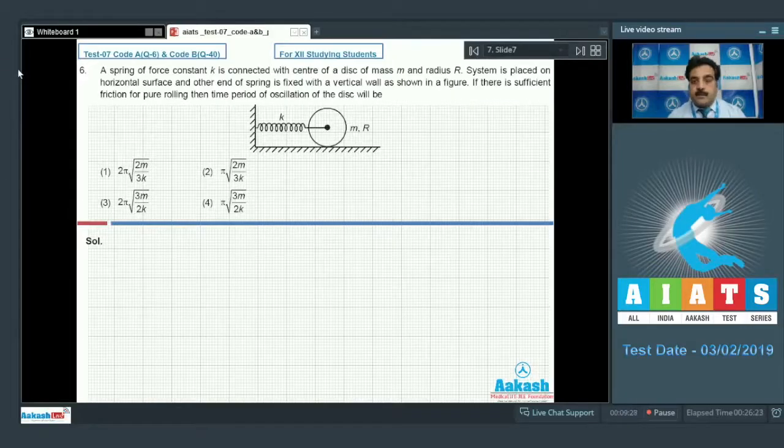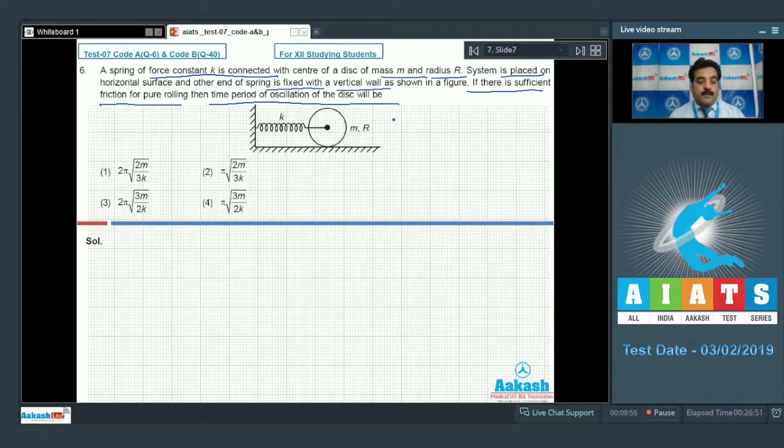Question number 6 is a very good question from the NEET point of view, so you will see very carefully. A spring of force constant K is connected to the center of a disk of mass m and radius r. The system is placed on a horizontal surface, and the other end of the spring is fixed to a vertical wall. If there is sufficient friction for pure rolling, then the time period of oscillation of the disk will be.